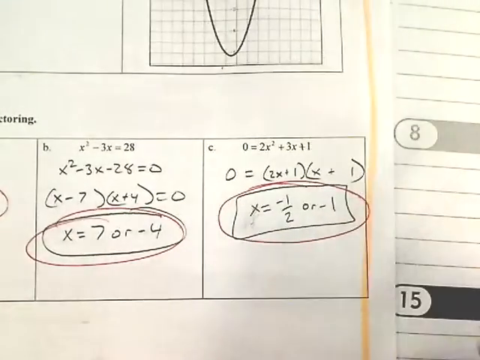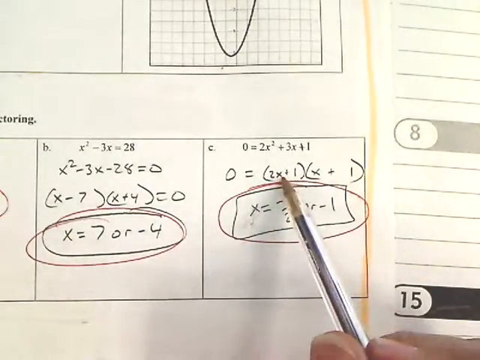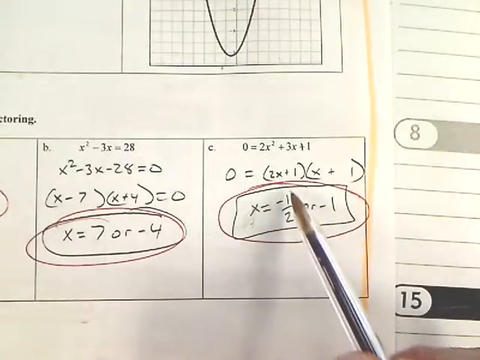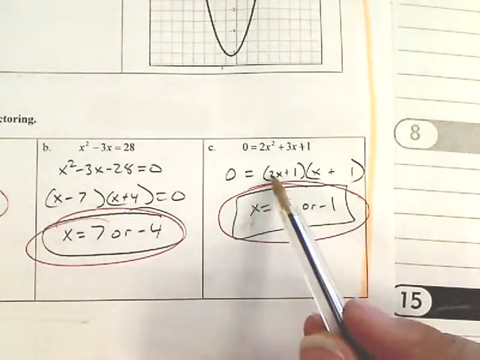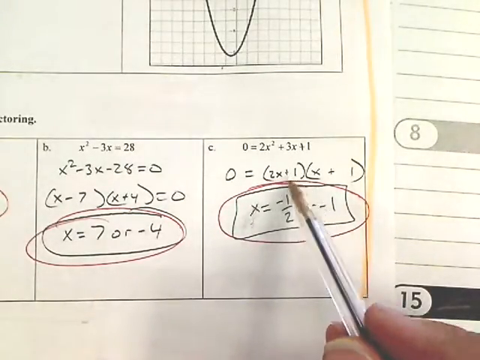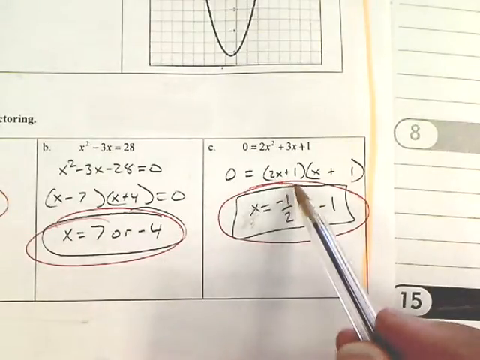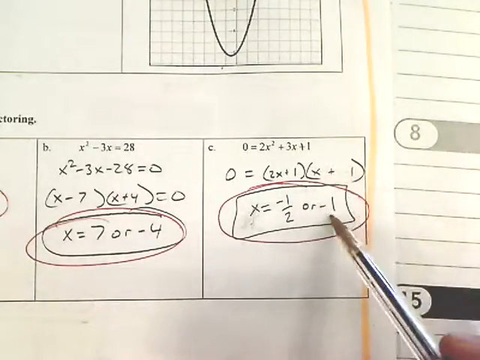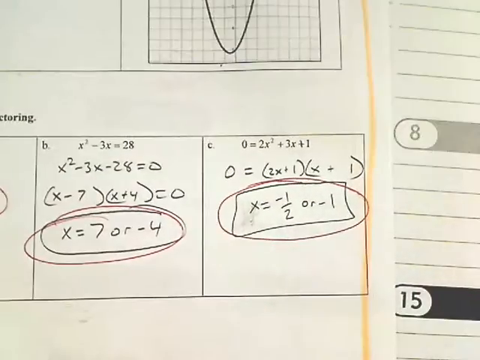Factored this guy and then solved each one of them. If this has to be 0, then it has to be negative 1/2. Subtract the 1, divide by 2, it's negative 1/2. Subtract the 1, I get negative 1.